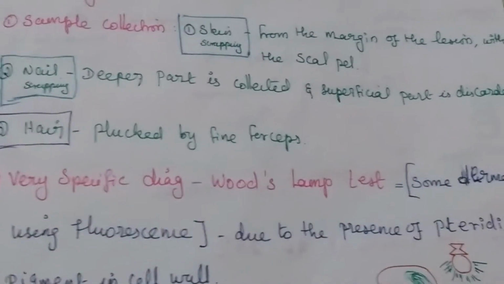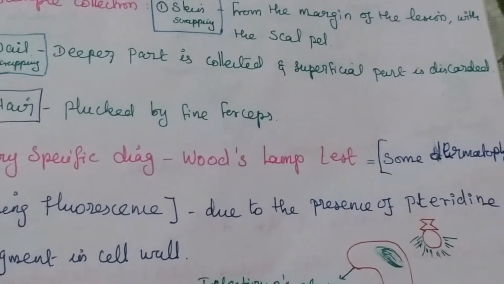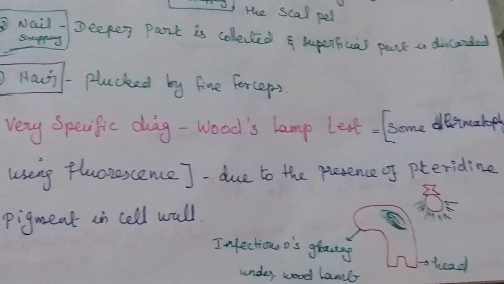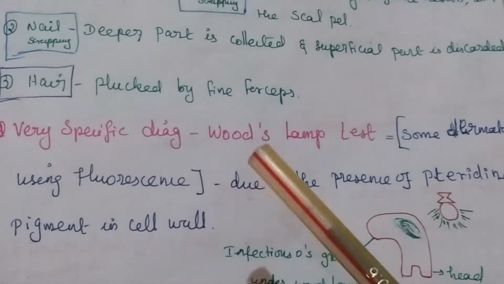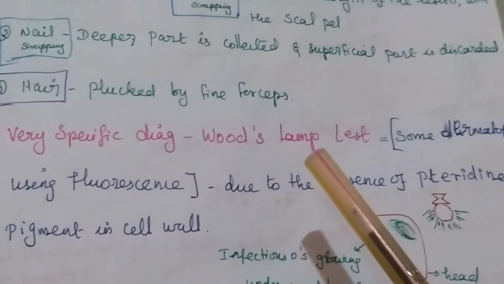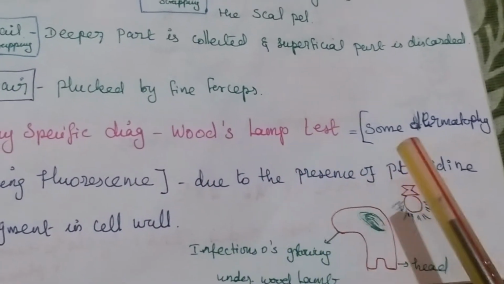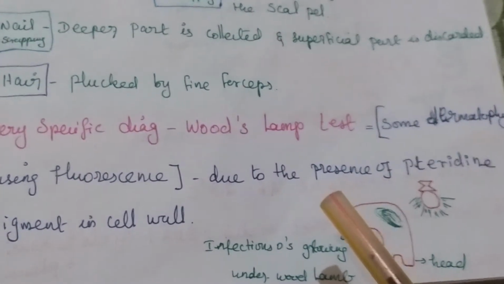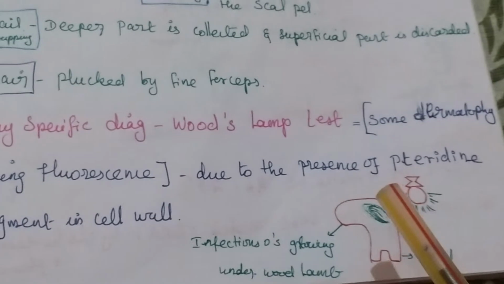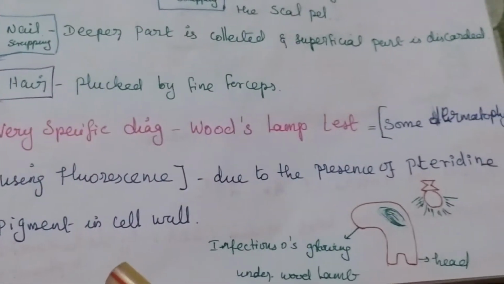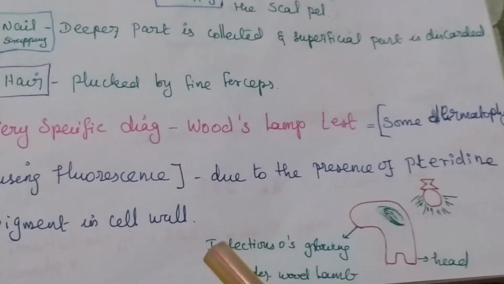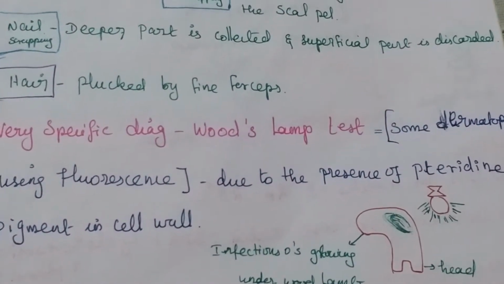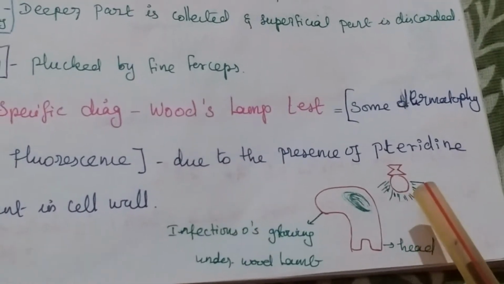Some dermatophytes show fluorescence due to the presence of ferritin pigment in the cell wall. This is a very specific test for dermatophytes, the Wood's lamp test. The pigment in the cell wall gives them a fluorescence effect. So this is the Wood's lamp.